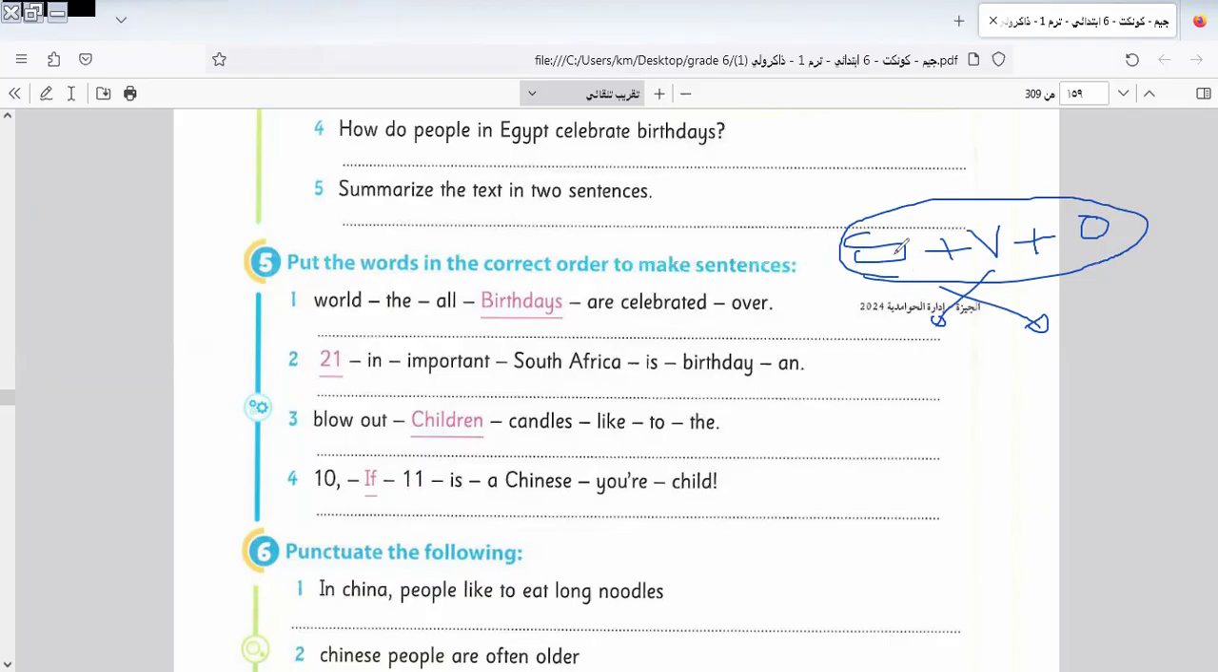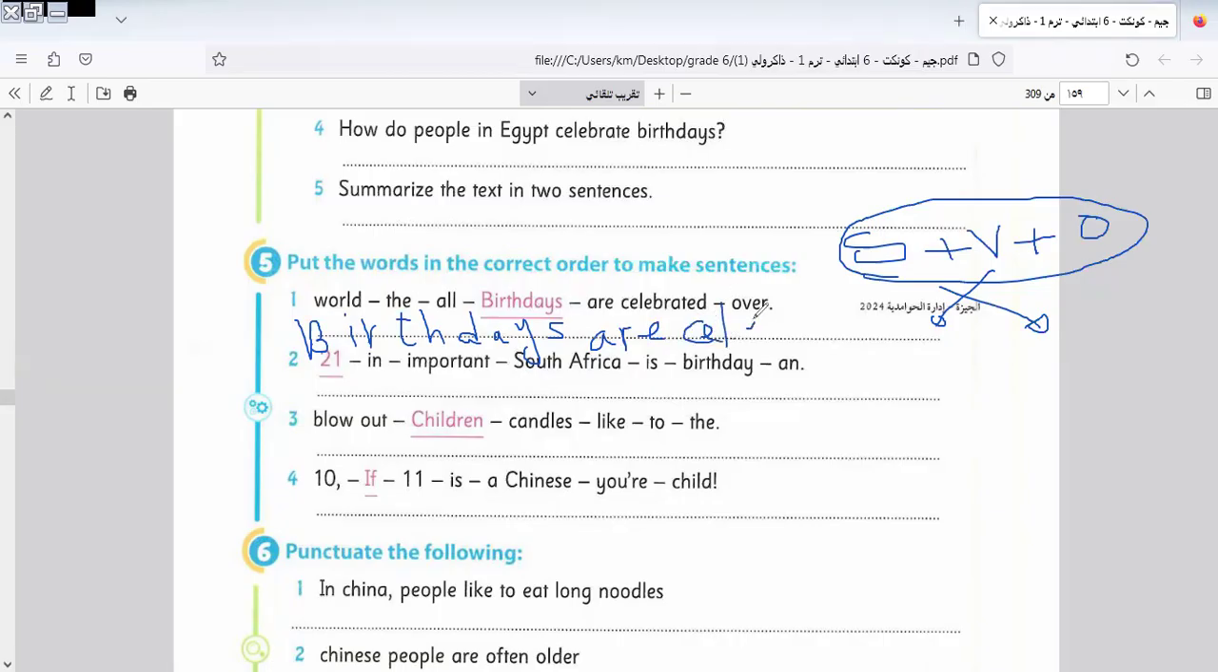Let's search for the subject. Where is the subject here? Birthdays. In grade 6 we must know the subject. It will be a noun or pronoun, because sometimes you can't underline the subject, so we must know the subject to put it in the correct place. Here is birthdays. Where is the verb here? Are celebrated all over the world.